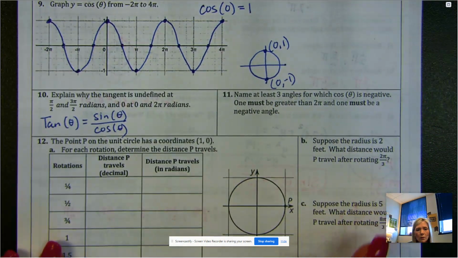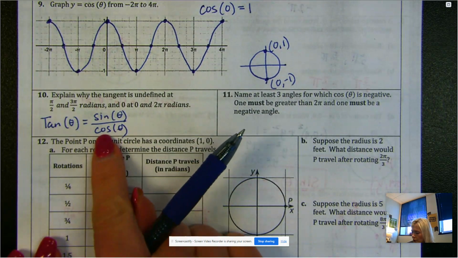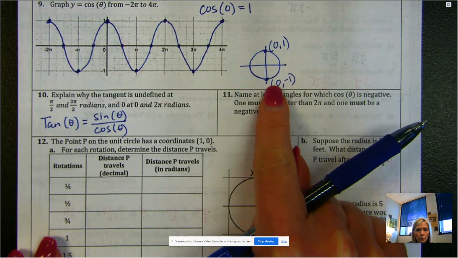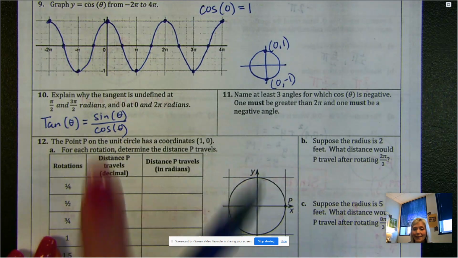So for both of those angles, when you calculate the tangent, you end up dividing by 0. Since the cosine at those two angles is equal to 0, you have to divide by 0 for tangent, and that is why it's undefined, because you can't divide by 0.